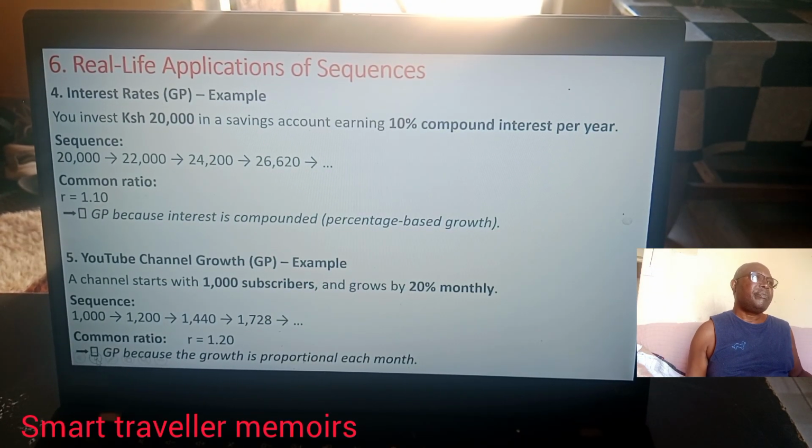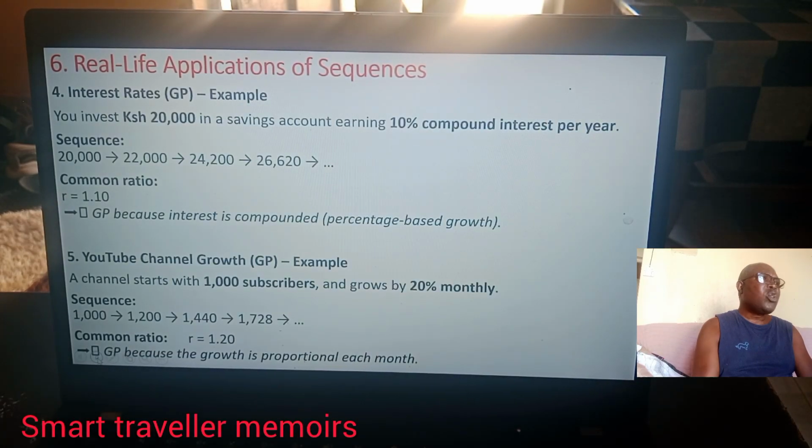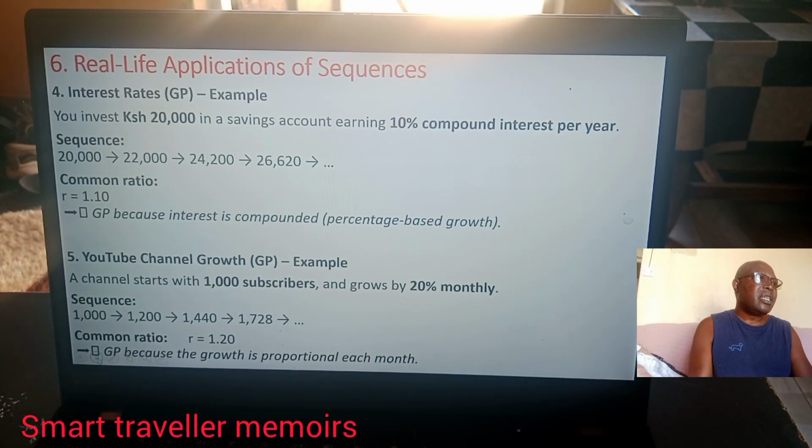Number 4, in real life, interest rates. You invest 20,000 in a savings account earning 10% compound interest per year. The sequence will be 20,000, 22,000, 24,200, and 26,620. And the common ratio here is 1.10. It's a GP because interest is compounded, percentage-based growth.